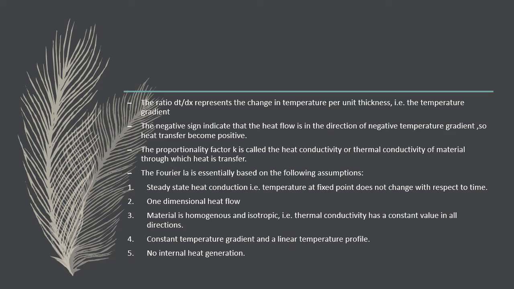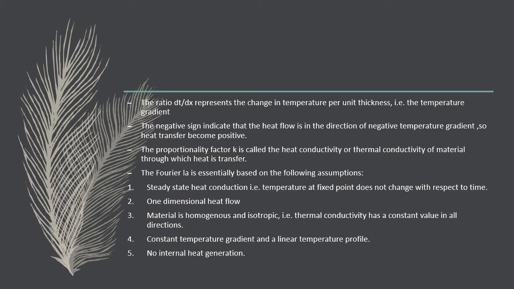So, heat transfer becomes positive. The negative sign is minus K A dT by dx. That negative sign indicates the heat flow in the direction of negative temperature gradient. The proportionality factor K is called the heat conductivity or thermal conductivity of material through which heat is transferred.